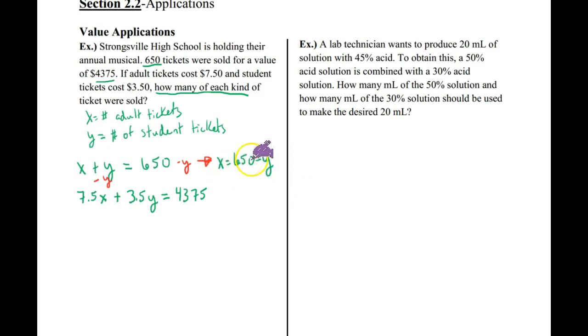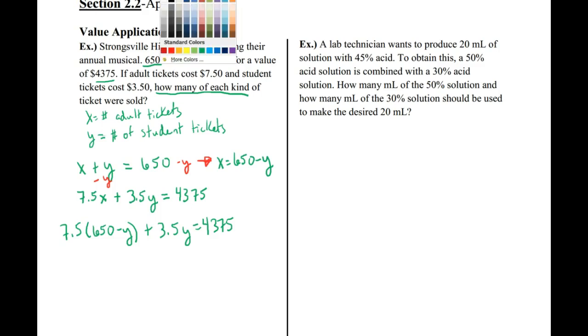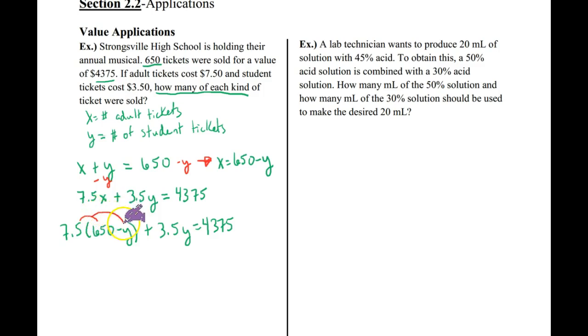Once I have a variable alone, I can substitute it into my other equation. Now I'm replacing x with 650 minus y, and everything else stays the same. And I have one equation with just one variable. It's a linear equation that I can solve. I can start by distributing, multiplying that 750 into the parenthesis.